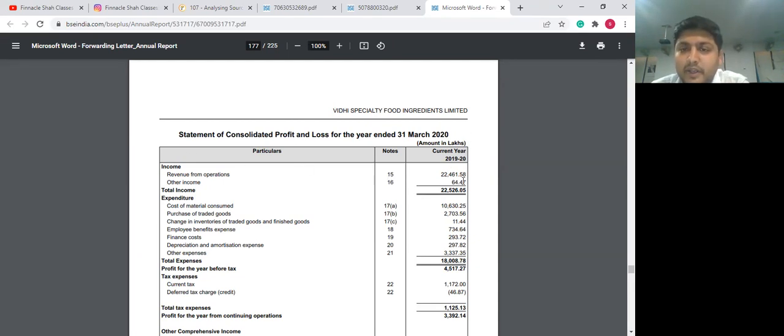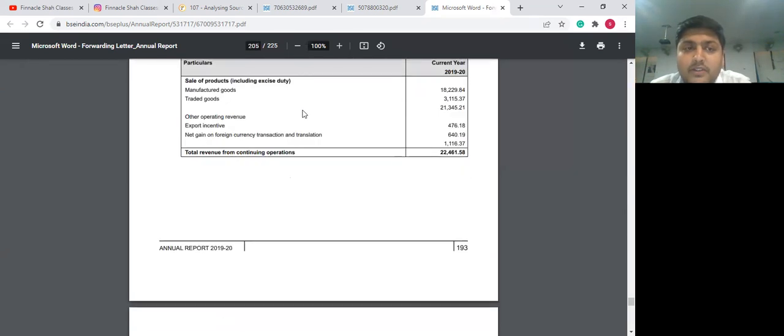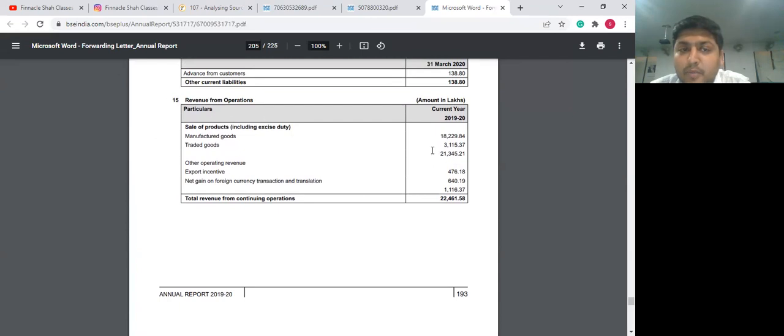when you take a look at the revenue, to identify how much of that revenue is manufactured and how much is traded, we need to again dig deeper into footnote 15. This footnote 15 is present on page number 205. When you take a look at footnote 15, revenue from operations, you will see how much goods are manufactured, how much goods are traded, and this is the total. At the same time, there would be a couple of other operating incomes, so you can obviously add them to get the total operating income, something which we have covered in series one. So do take a look at that video in case you haven't.